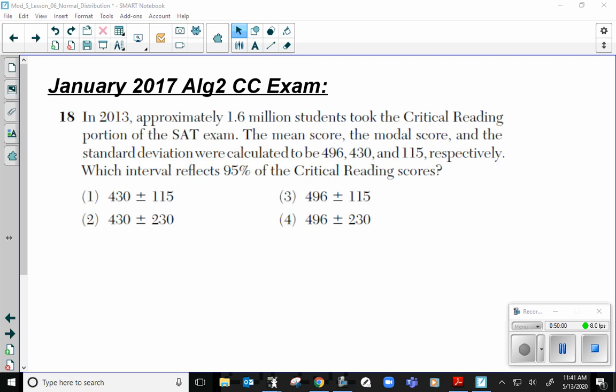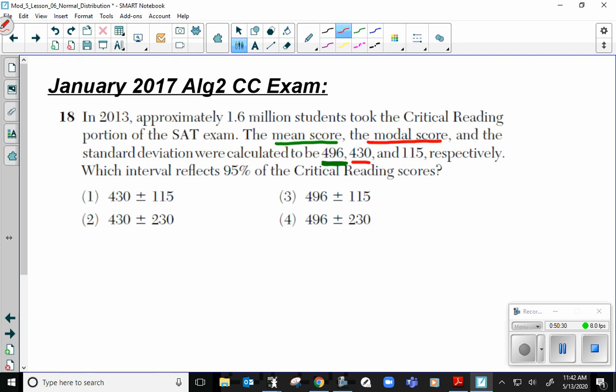January 2017, Algebra 2 Common Core. This is more recent by a year. In 2013, approximately 1.6 million students took the critical reading portion of the SAT. Boo! The mean score, the modal score, and the standard deviation were calculated to be 496, 430, and 115, respectively. Which interval reflects 95%?